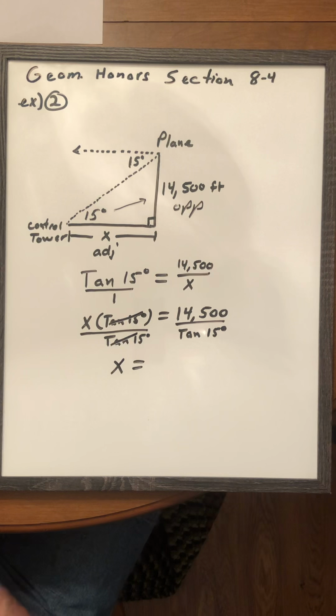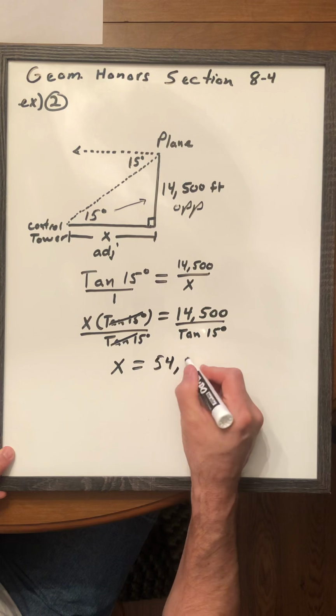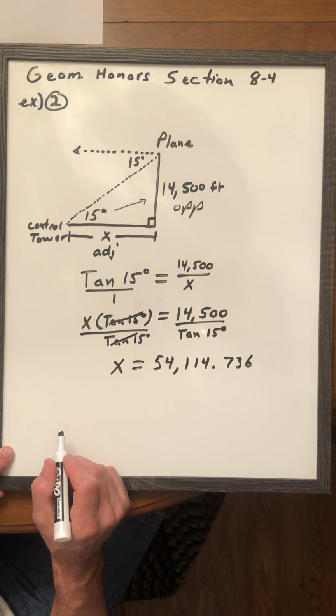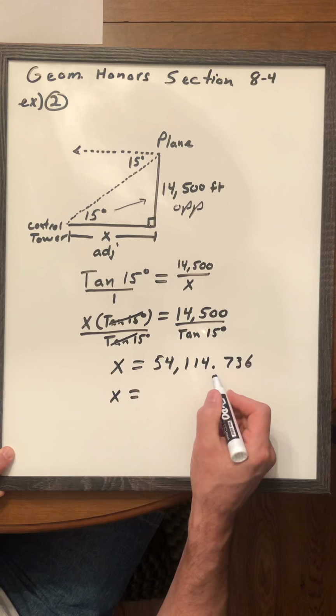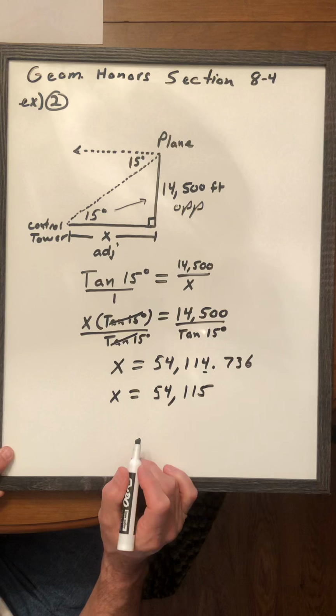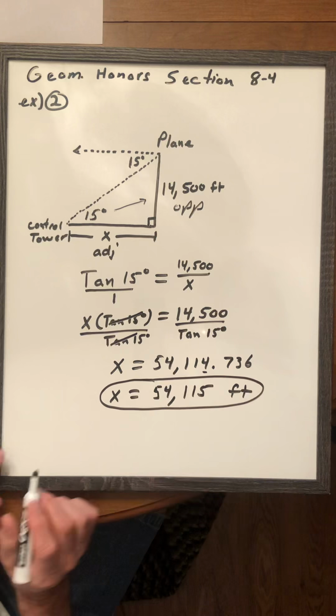And now I need to take my calculator, and I'm going to type 14,500 and then divided by, and then I will hit tangent, and then 15 degrees, and in parentheses there. Then we will hit enter or equal, and for my answer it ends up being 54,114.736. It wants you to round to the nearest whole number, so we'll round that. We want to round here, so that's a 7, so it's going to go up 1, so it would be 54,115. And since this was in feet, our units would be feet. And so that would be the answer to this problem.